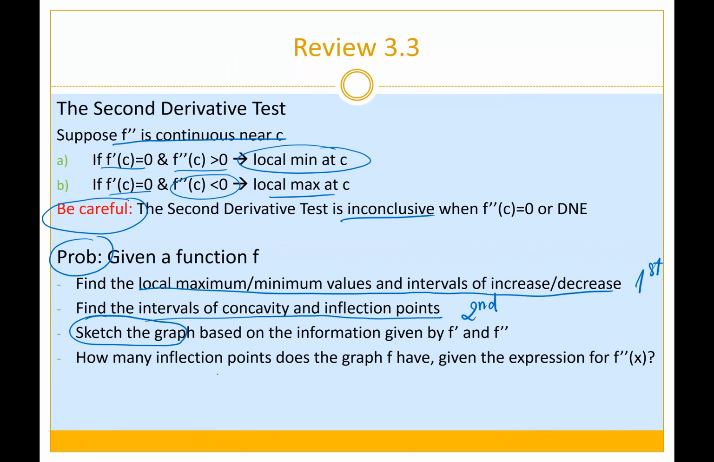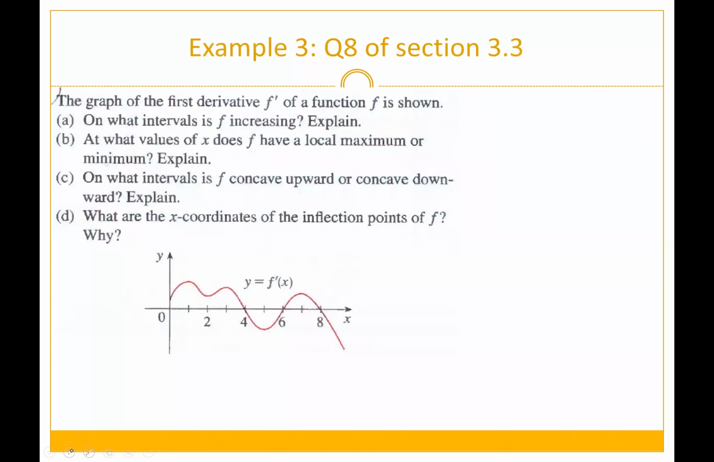How many inflection points does the graph have, given the expression for f double prime of x? This is where you have to solve for where f double prime of x changes sign, from positive to negative or negative to positive. Then you find the inflection point there. Now let's go to the example.